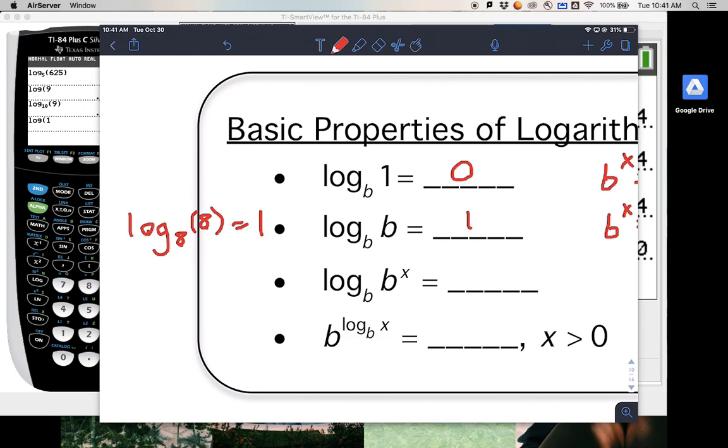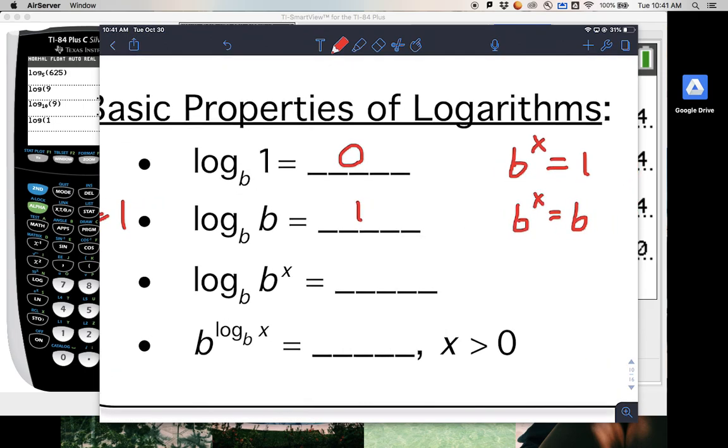Alright, this next one is kind of the same idea, except they already used the variable x right there.